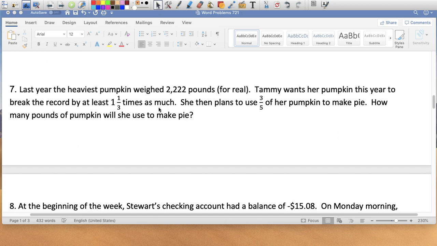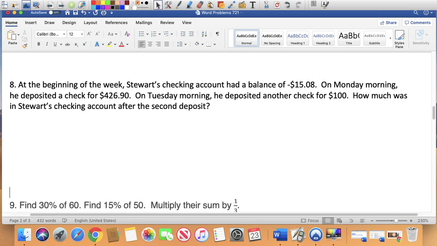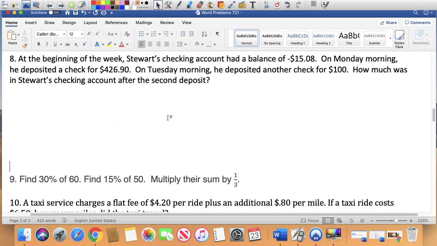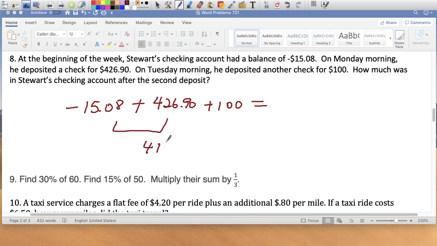I'm going to skip this one because I'm pretty sure we did it. But I'm going to do 8. Okay, 8 seems very easy too. So he has a bank account and he's at negative. And he's going to deposit, which means add, right? A positive number. And then he's going to add another check. So how much does he have now? That's going to give us 411 if I did these two parts first, right? And then plus 100, it's going to give me 511.82.